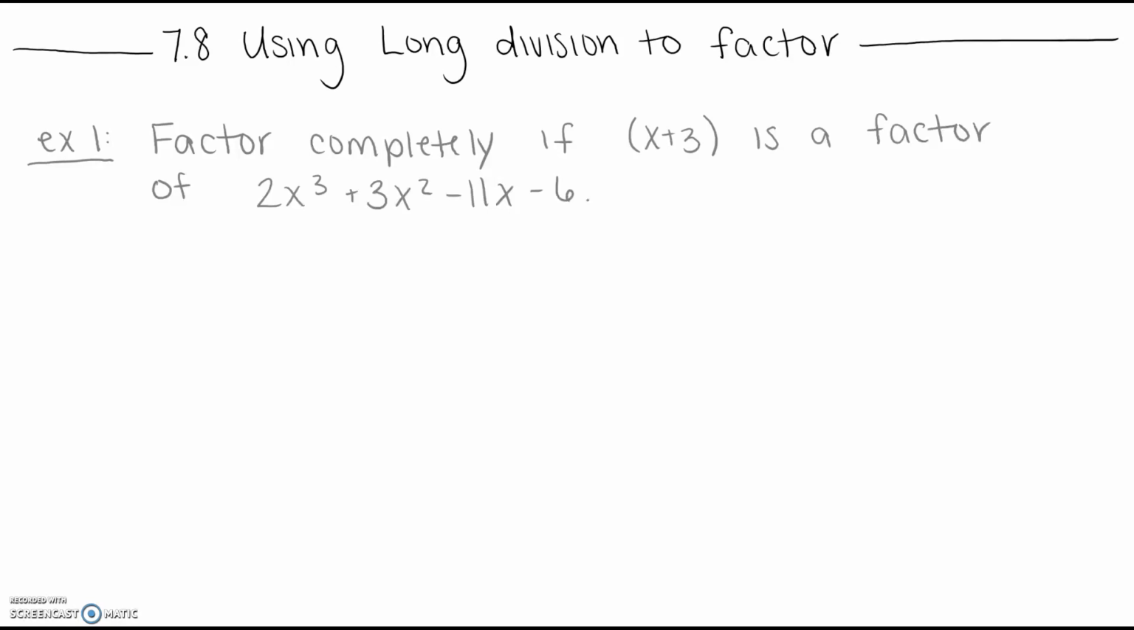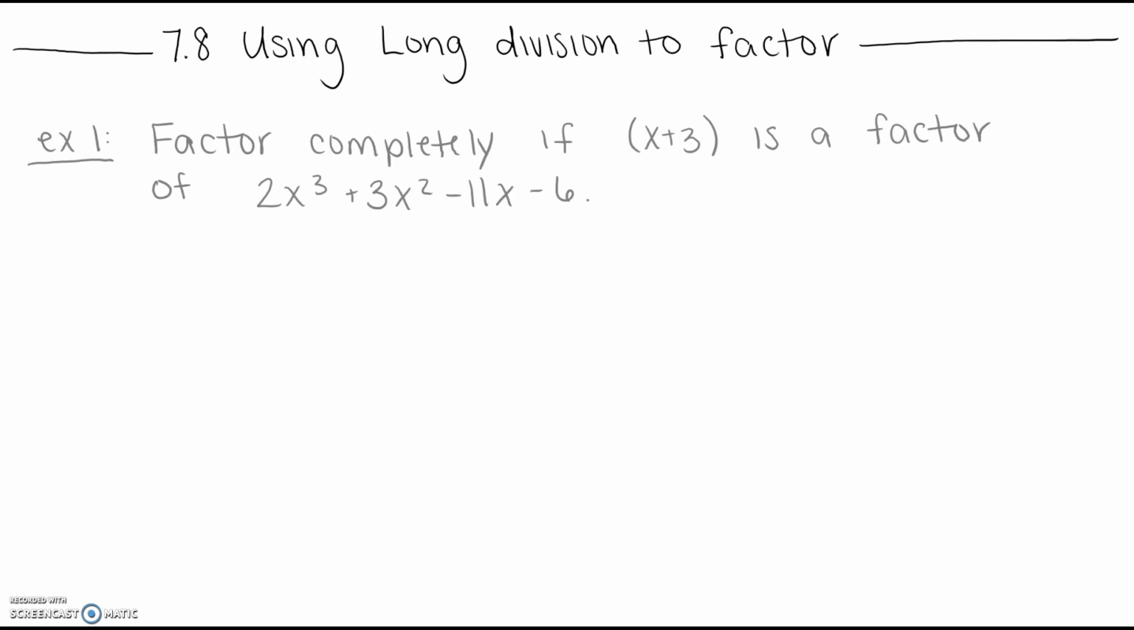Hey guys, so today we're going to be talking about section 7.8, using long division to factor. Yesterday we learned about long division, so now we're going to use that idea to factor a polynomial. So we'll start with example 1. Factor completely if x plus 3 is a factor of 2x cubed plus 3x squared minus 11x minus 6.